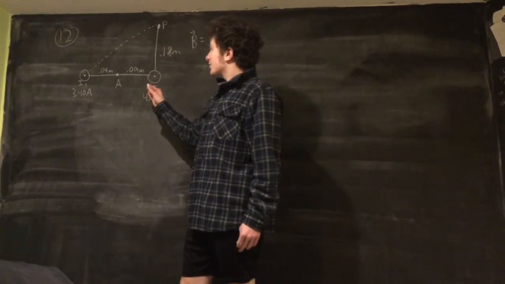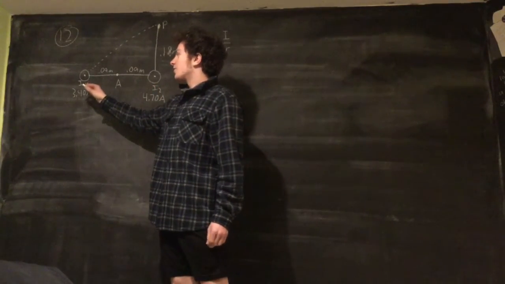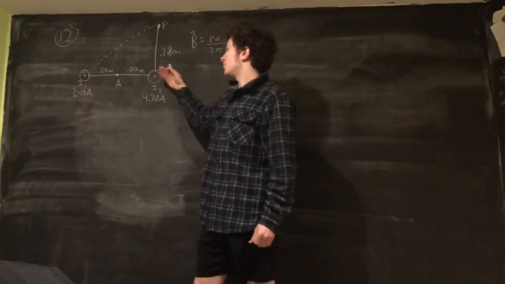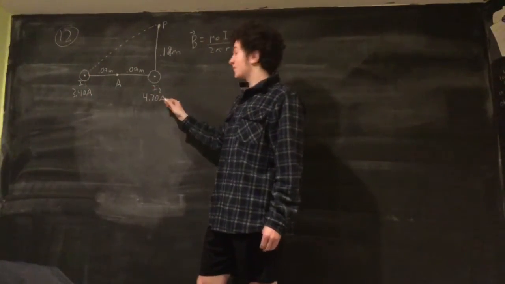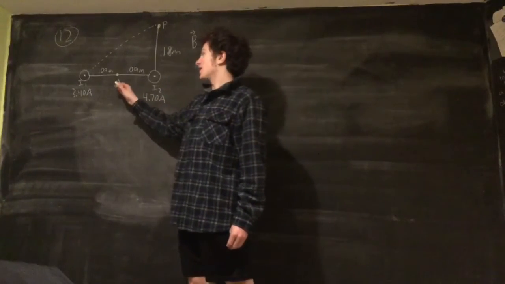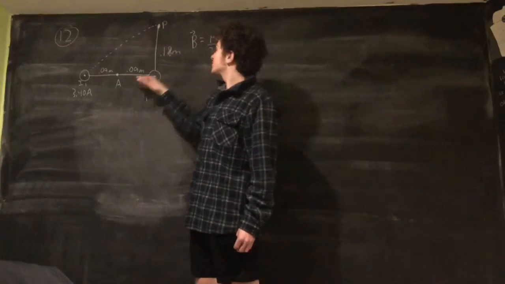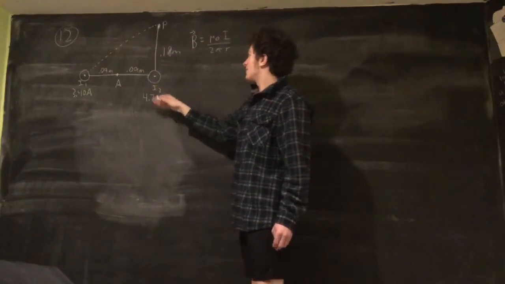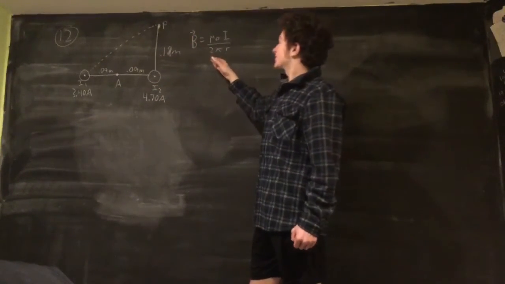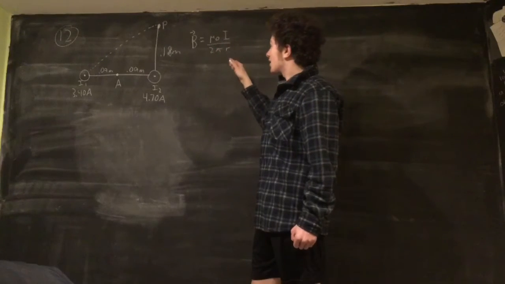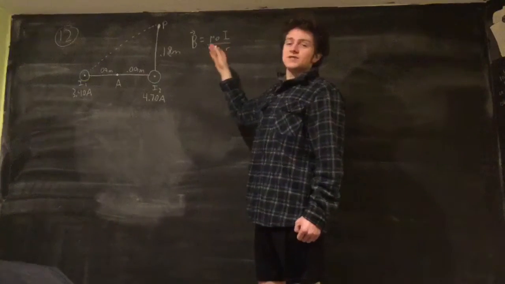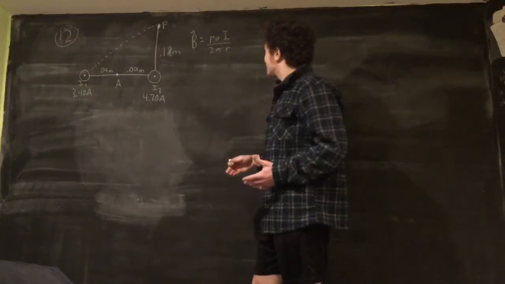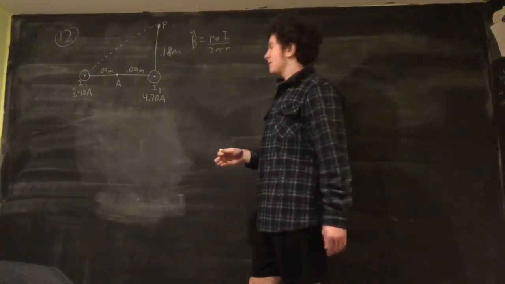Alright, so this is the diagram the problem gives us. We have current number 1 coming in this direction at 3.4 amps, current 2 also coming in this direction at 4.7 amps. We have point A, which is midway between the wires, and point P, which is 0.18 meters above wire number 2. We know our equation for magnetic field is mu naught I over 2 pi r, where mu naught is the permeability of free space and has a value of 4 pi times 10 to the negative 7 Tesla meters per amp.